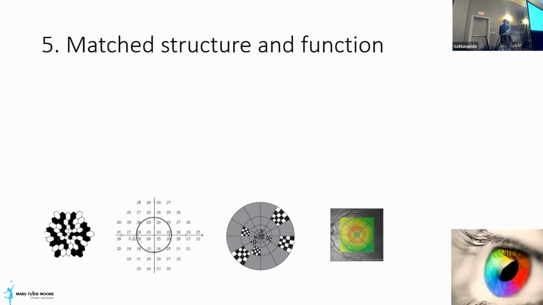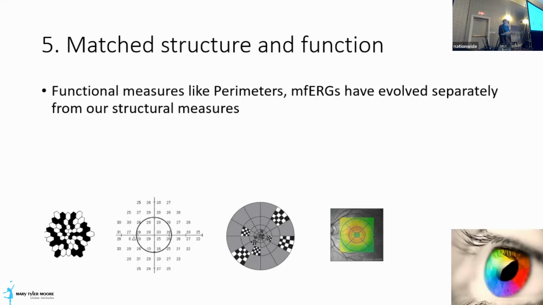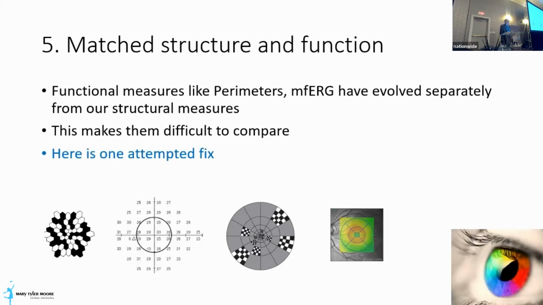Match structure and function. Well, you've got 2 worlds. You've got perimetry world or things like it, and you've got structure, and these things have evolved completely independently, so it's very difficult to compare them. So why not fix that? I've just said all of this, so I'm going to tell you about one attempted fix.